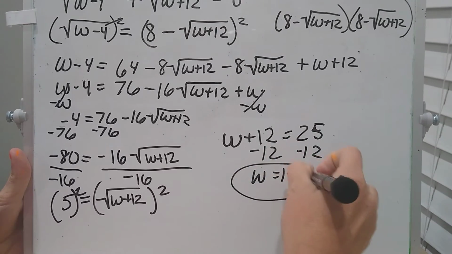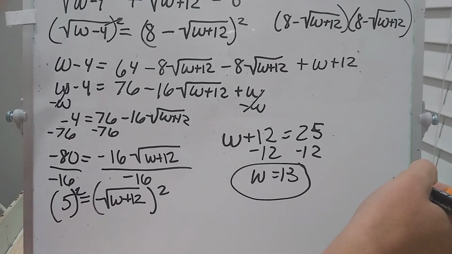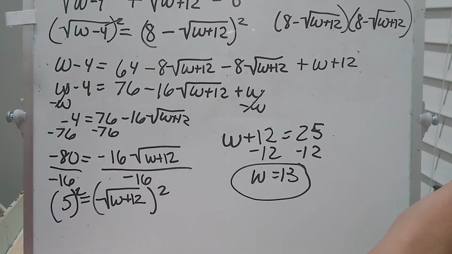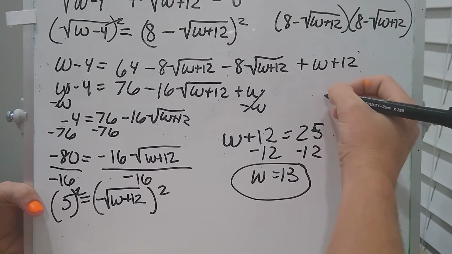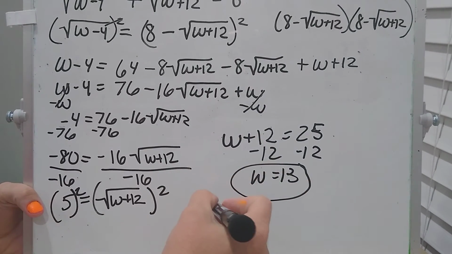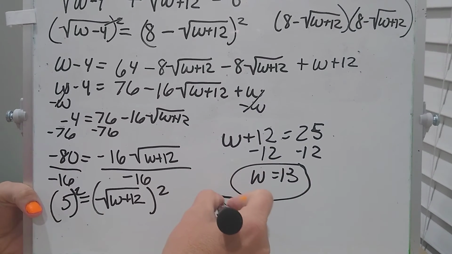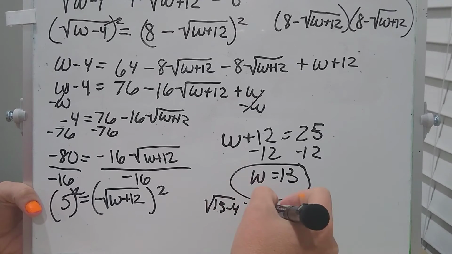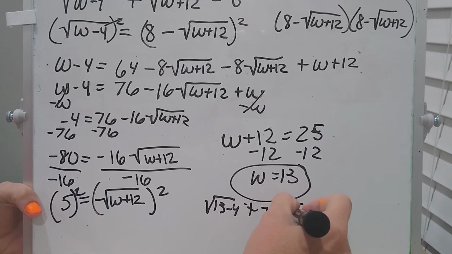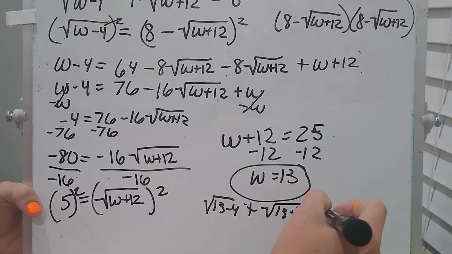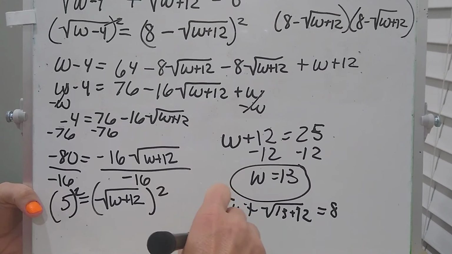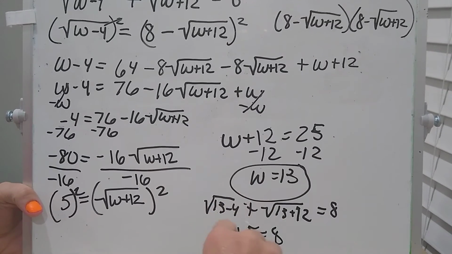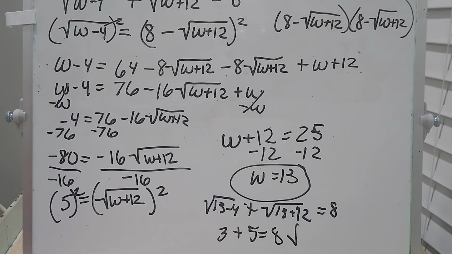There is your answer, but like we said before, we may have extraneous solutions with this. So let's put it back in our original equation and double check that we're correct. Okay, so we've got, I'll write it down here, the square root of 13 minus 4 plus the square root of 13 plus 12 equals 8. So 13 minus 4 is 9, so the square root of that is 3, plus 13 plus 12 is 25, so the square root of that is 5, equals 8. 8 equals 8. It checks out. So your answer is 13.